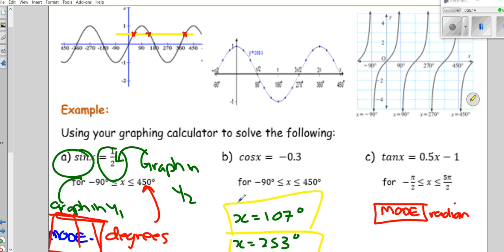If you happen to want to draw it, here's negative 1. That's why there are two solutions.